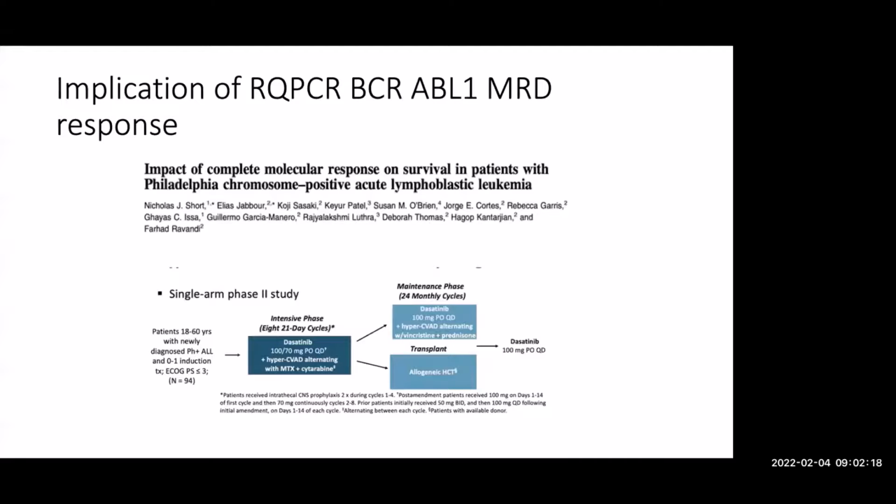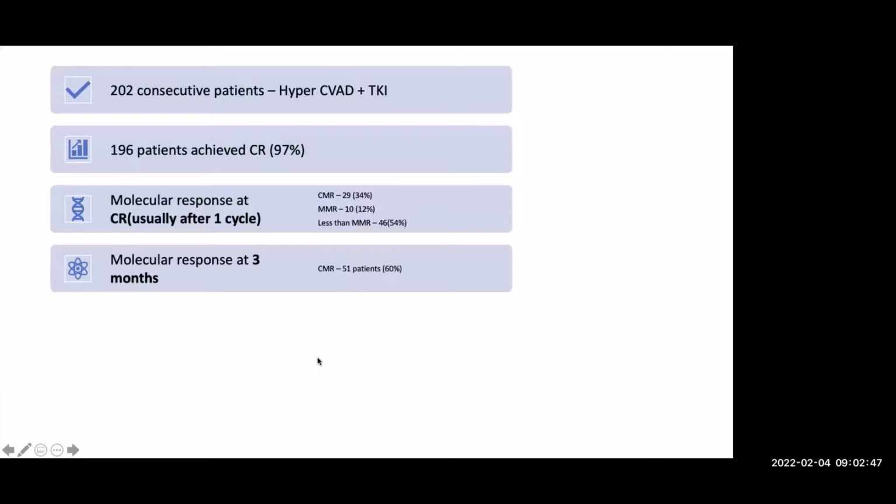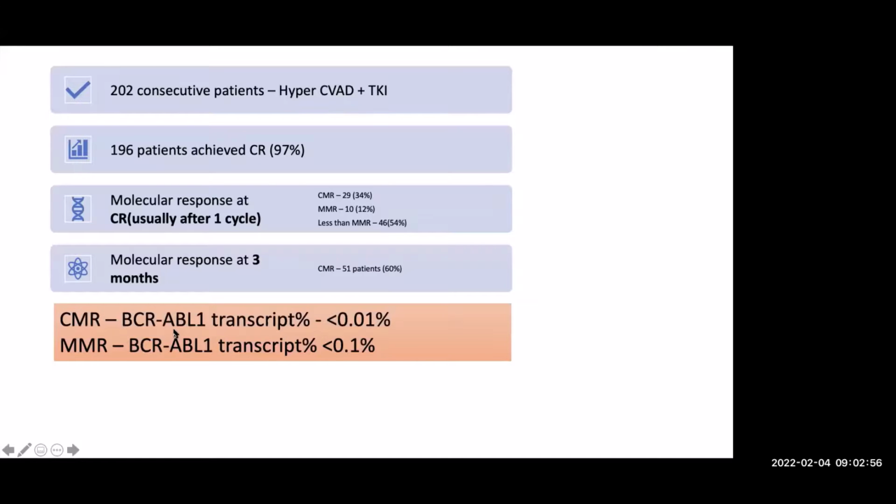Now, how do we modify treatment based on the response of the patient in terms of the RQPCR BCR-ABL response? This was actually assessed by the MD Anderson group, where they looked at the impact of complete molecular response on the survival. They looked at all the patients who had received hyper-CVAD plus TKI. There were patients who had received imatinib, nilotinib, and dasatinib. What they looked at was how many patients had achieved CMR. CMR is basically a BCR-ABL transcript percentage of less than 0.01%.